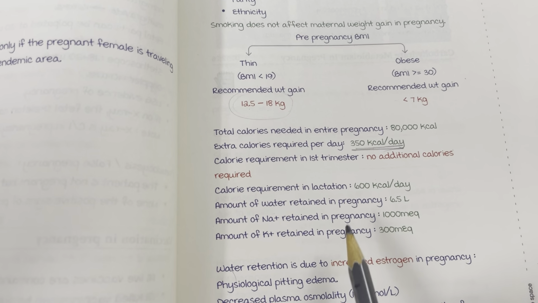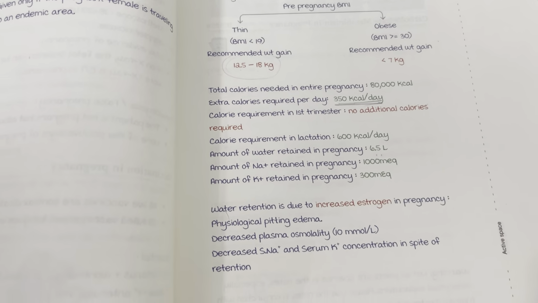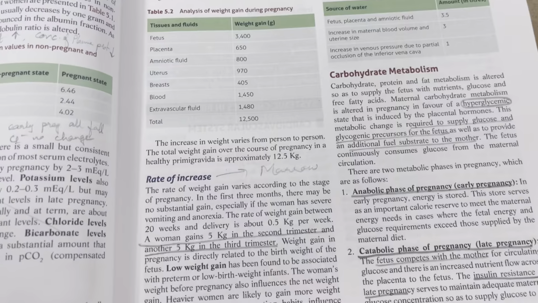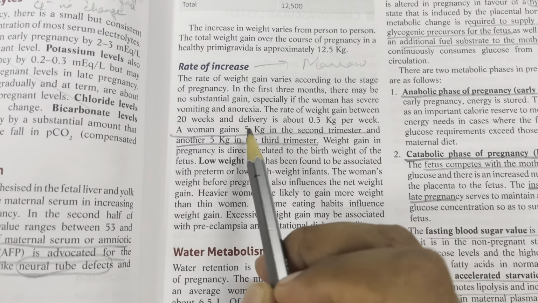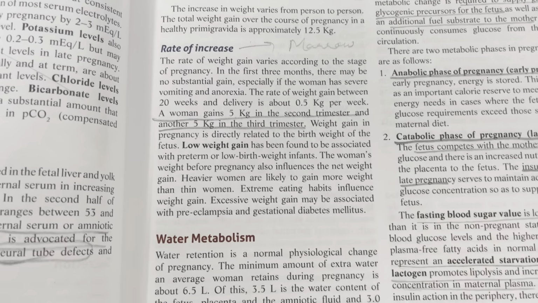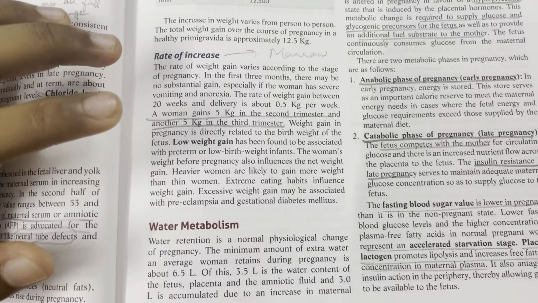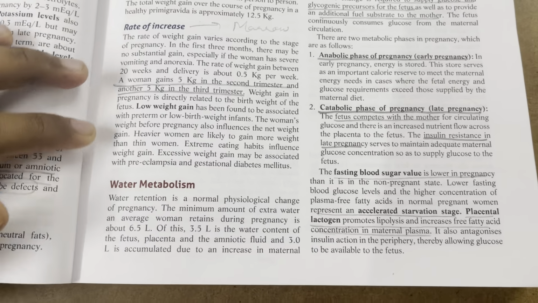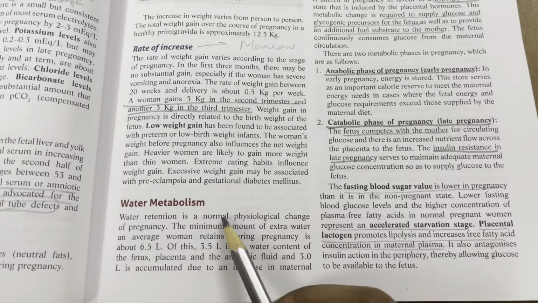Okay. Amount of water retained in pregnancy is around 6.5 liters. Everything is around 6 when you talk about weight. Okay, so that is why a woman gains around 12 kgs, right? So 5 kgs in second trimester, another 5 kgs in third trimester, something like that. Low weight gain is associated with preterm or low birth weight infants. Next, excessive weight gain, you can have preeclampsia and GDM.